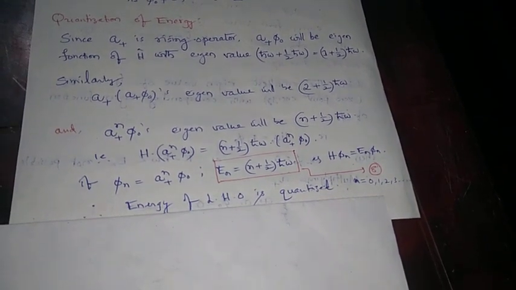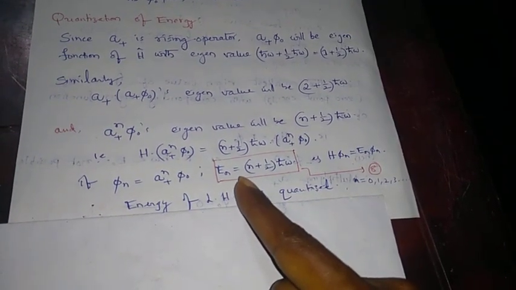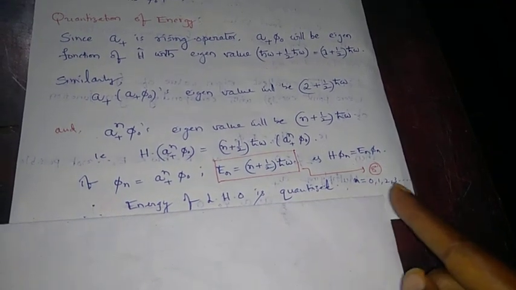And this equation is telling you that the energy of the linear harmonic oscillator is quantized, because here n can take only values like 0, 1, 2, 3, etc.